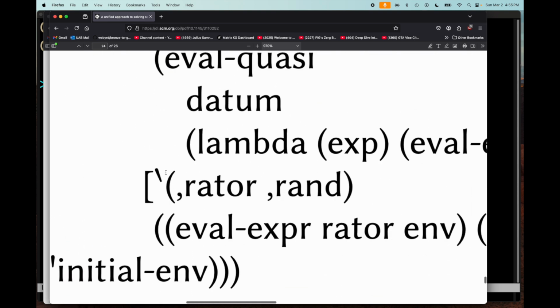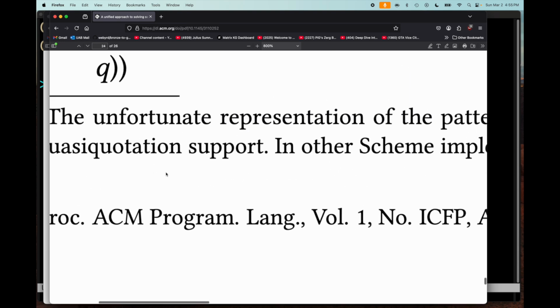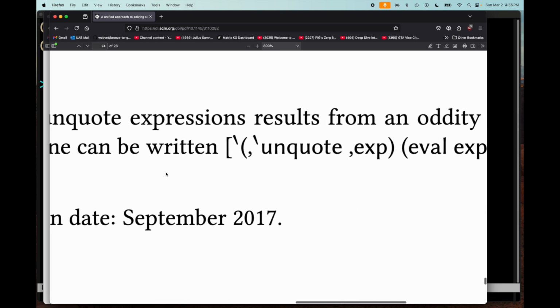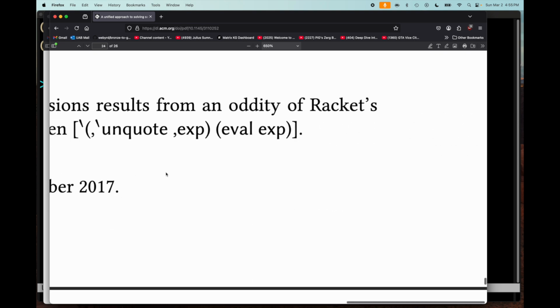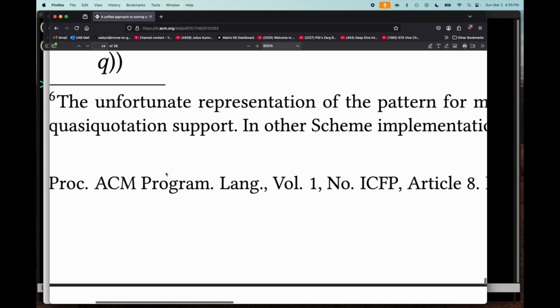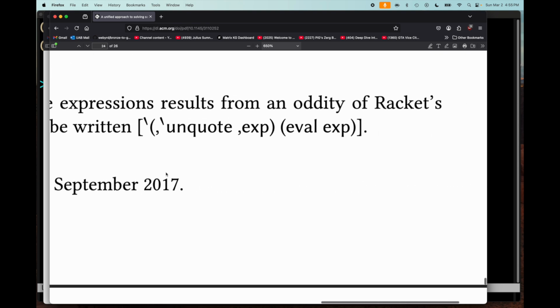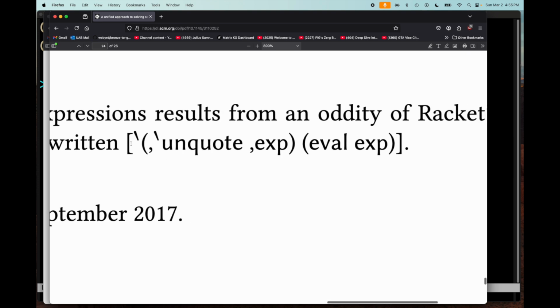And there's like a little footnote here about that, I think. Yeah, here we go. The unfortunate representation of the pattern for matching unquote expressions results from an oddity of Racket's quasi-quotation support. In other Scheme implementations, that line can be written like this. Okay, much nicer. All right.